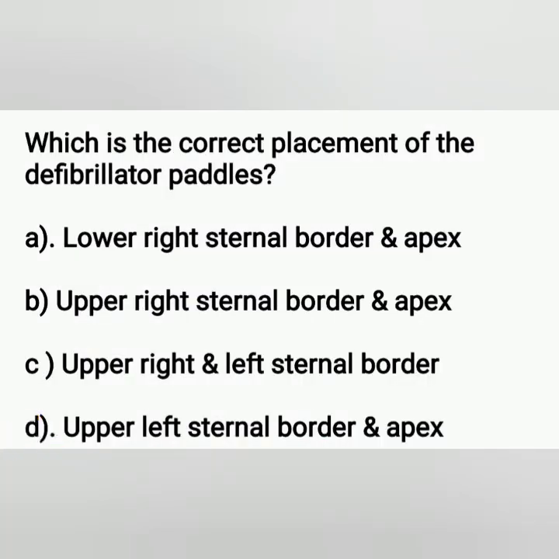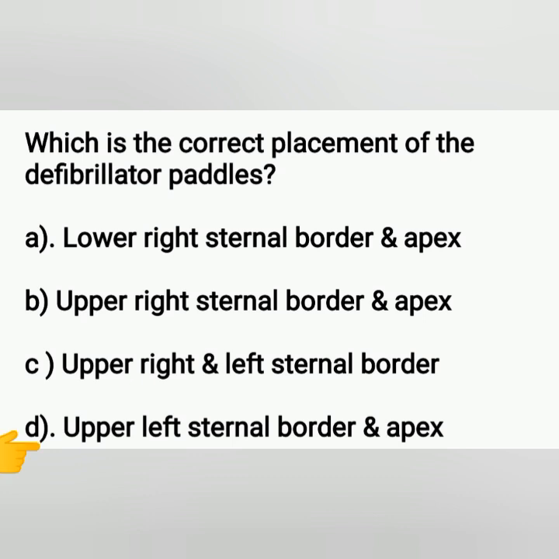Move on to the next question, which is the correct placement of the defibrillator paddles? Options: option A, lower right sternal border and apex; option B, upper right sternal border and apex; option C, upper right and left sternal border; option D, upper left sternal border and apex. This is one of the ICU and emergency questions. So which is the correct placement where we will keep the defibrillator paddle?